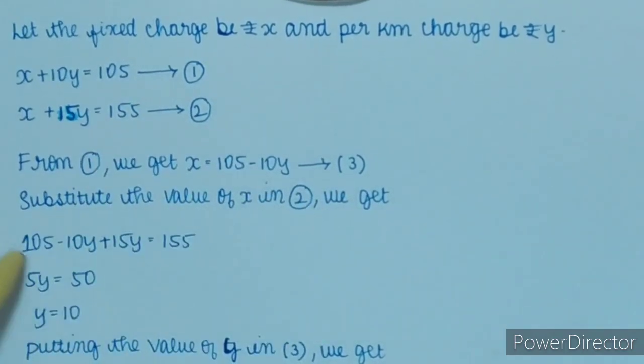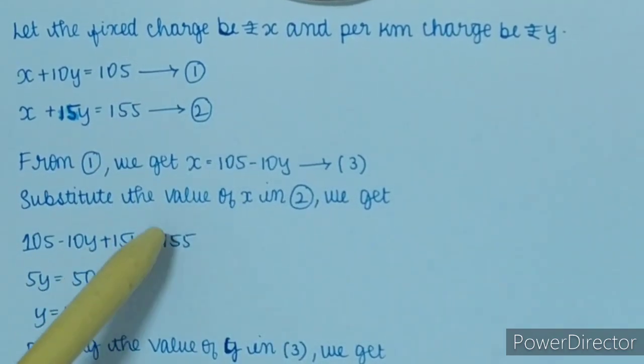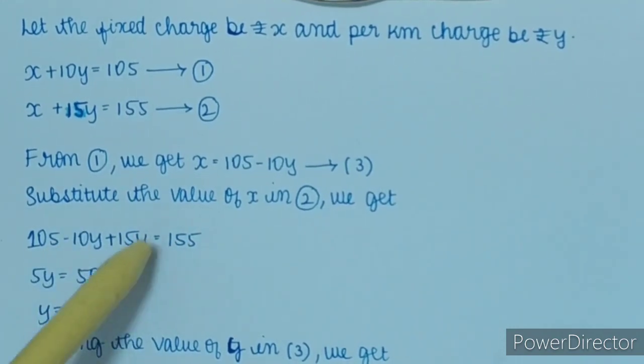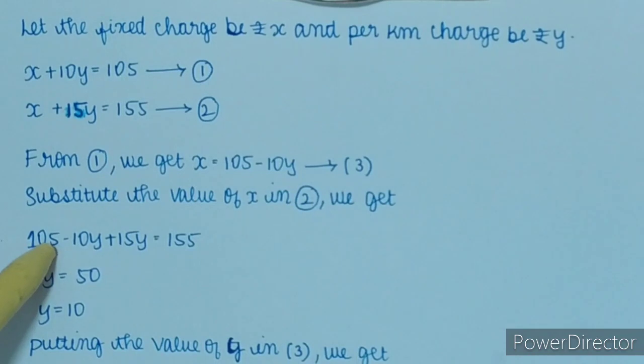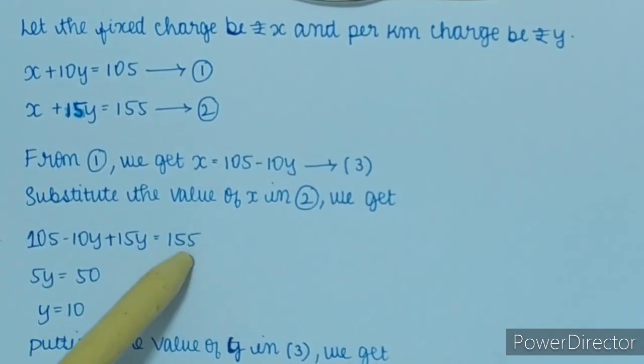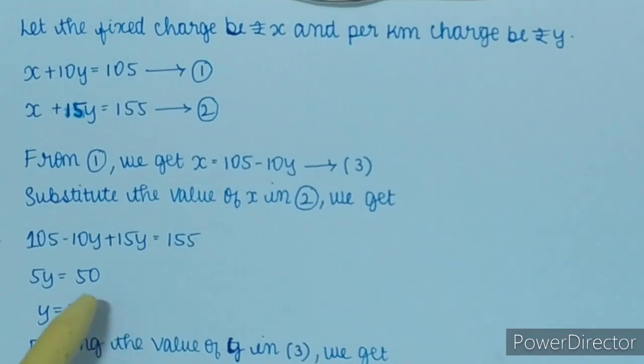Then we will get 105 minus 10y plus 15y is equal to 155. Here minus 10y plus 15y is equal to 5y. Taking 105 to the other side, it becomes minus 105, so 5y is equal to 155 minus 105, which is 50. So 5y is equal to 50. To get the y value, we divide 50 by 5, because 5 is in multiplication, and on the other side it goes in division. Therefore y is equal to 10.